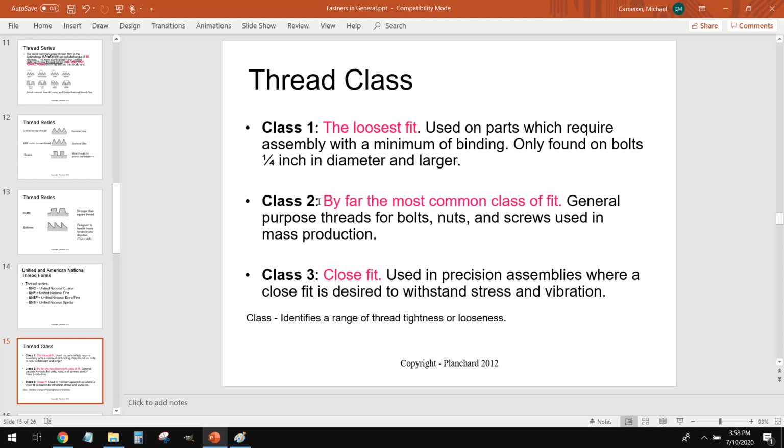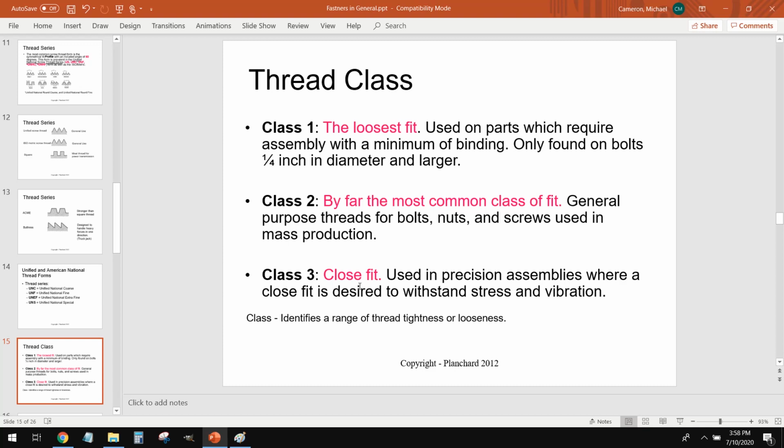Class 2, this is your standard thread class. It's a little bit tighter than class 1, so there's less slop between the teeth. And this is just used for general purpose bolts. If you go ahead and buy a screw from Home Depot, chances are it's going to be a class 2 thread.